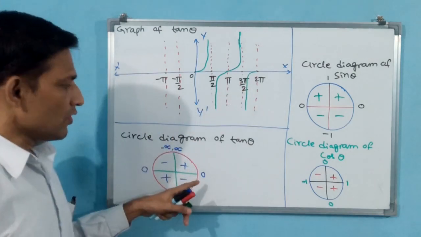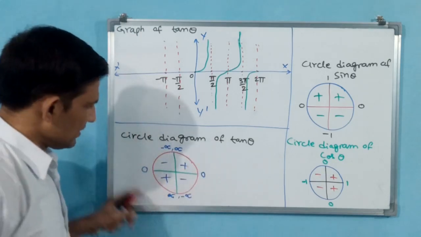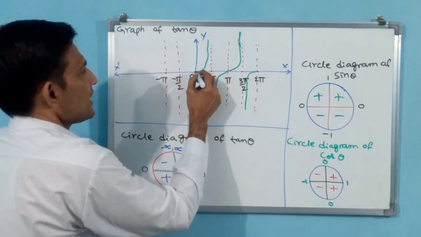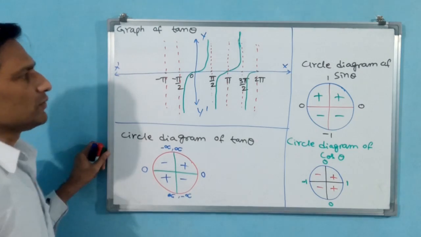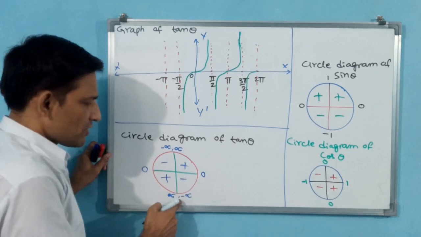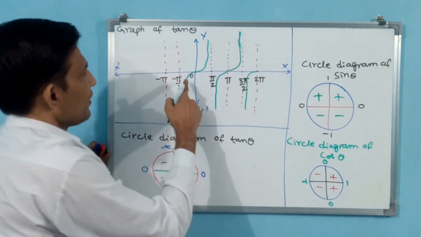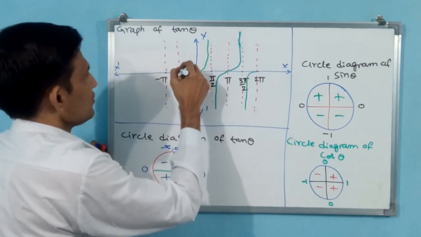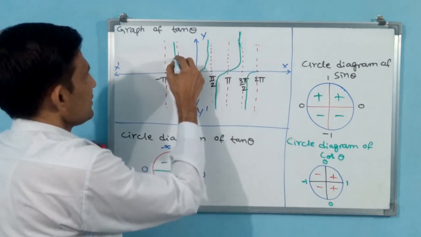Now we go in the negative angle in this way again. Why? Because we have come here. In this way also we will see 0 to minus infinity. You understand now? See, this is from 0 to 90 degree, 0 to minus infinity. From 90 to 180, plus infinity to 0.